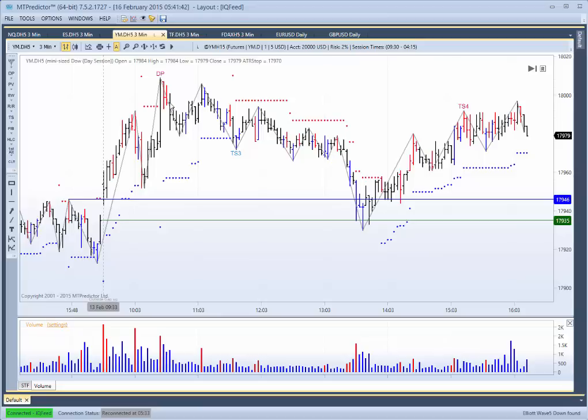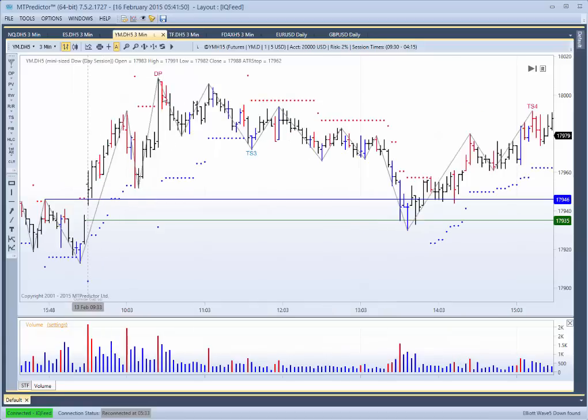But at MTPredictor we have the advantage because we can wait for a trade setup. Normally we look for higher degree resistance, or in this case we actually had an automatic DP sell occur a little bit later. Now I particularly like this one, and I talked about this in our training webinar, because not only was it a DP sell, but it's also what we call a VSA setup.